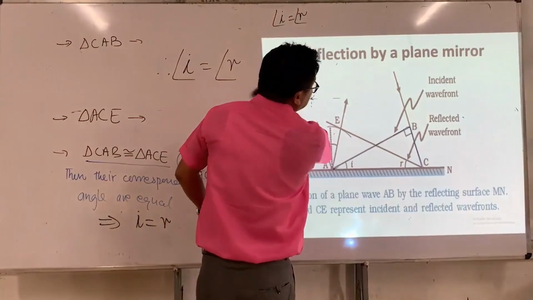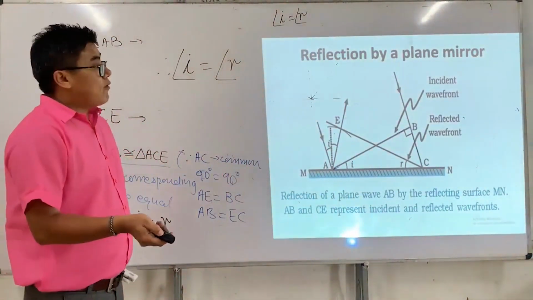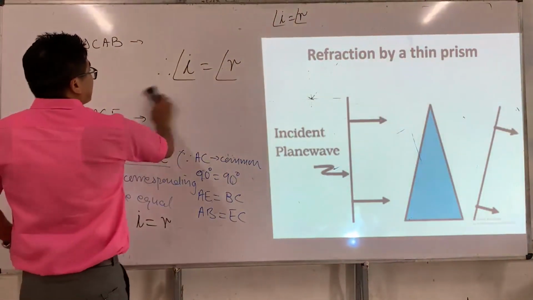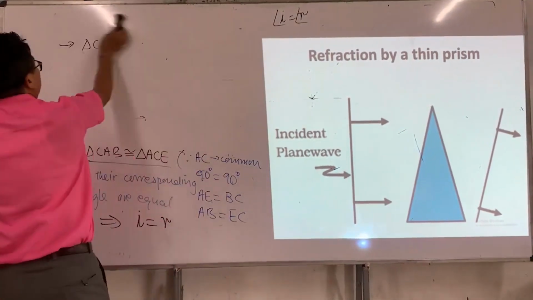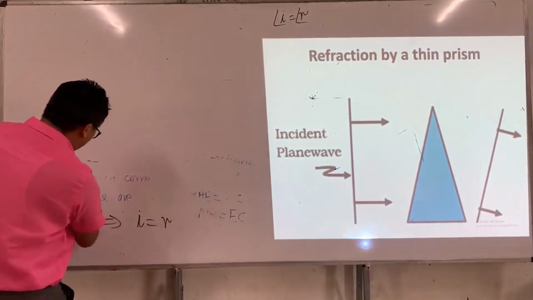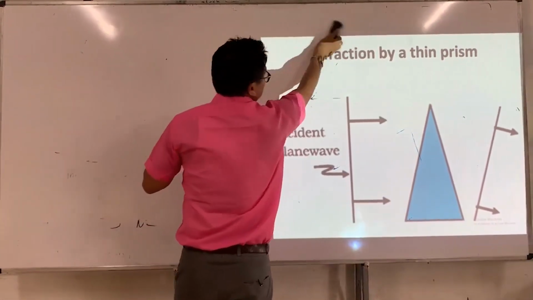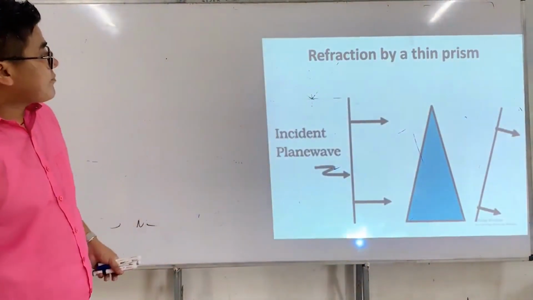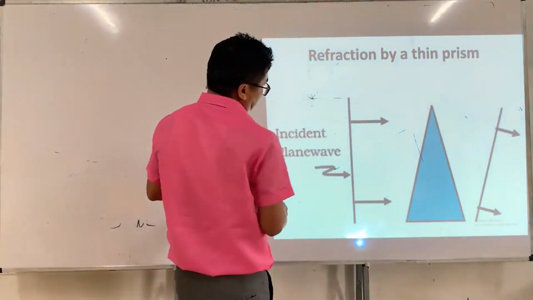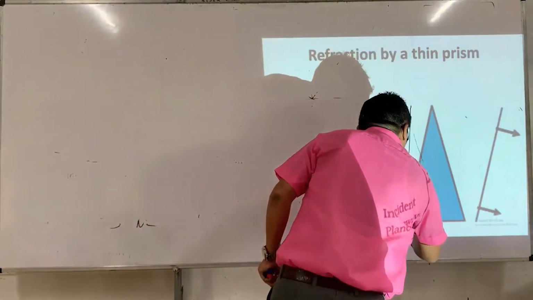Now we would like to study refraction by a thin prism and refraction by lens and so on. That means how to draw the refracted waveform and reflected waveform. This is what I'm going to do now. So, refraction by a thin prism. This is the incident waveform. Now look at here, when the light falls at these points, I'll draw this.